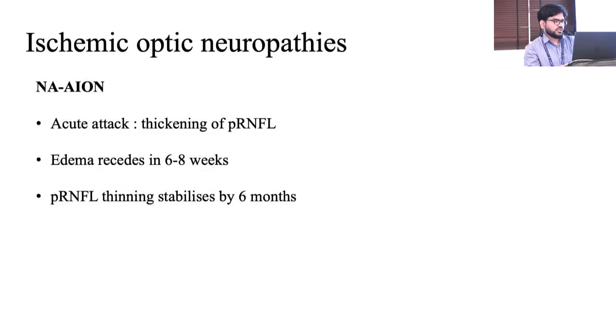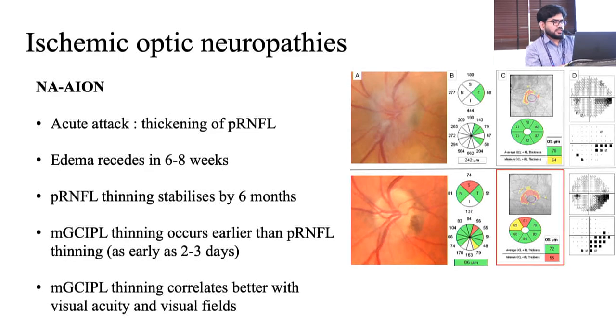Coming to the role of OCT in ischemic optic neuropathy, the most common being the non-arteritic one, common in patients more than 50 years old with a sudden painless loss of vision, mainly in the morning when they wake up. In the acute attack, you will see the edema, so you will see thickening of the RNFL. The edema recedes in 6 to 8 weeks, and you will start noticing peripapillary RNFL thinning, which stabilizes by 6 months.